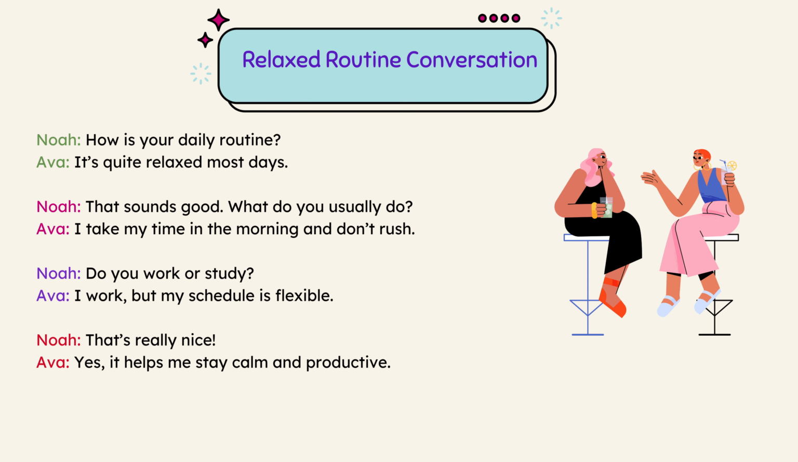Let's look at a relaxed routine. Noah, how is your daily routine? Ava, it's quite relaxed most days. Noah, that sounds good. What do you usually do? Ava, I take my time in the morning and don't rush. Noah, do you work or study? Ava, I work, but my schedule is flexible. Noah, that's really nice. Ava, yes, it helps me stay calm and productive. This is how you describe a relaxed routine in a simple way.